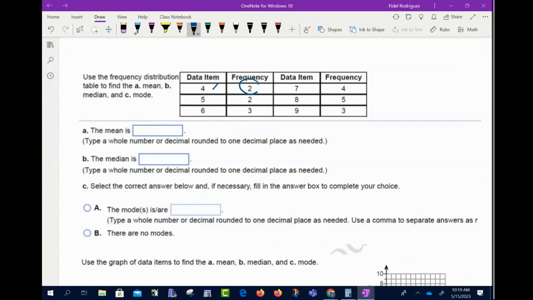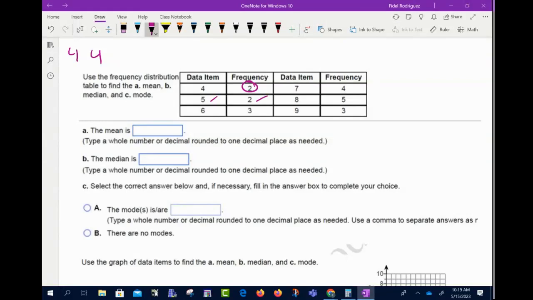The number 4 occurs twice. The number 5 occurs twice. The number 6 occurs 3 times. Okay, so look, there's a couple of ways we can go about doing this. If we wanted to, we could make a list. So I'm going to put 4. I'm going to put 4 again. Why? Because it occurred how many times? Twice, right?